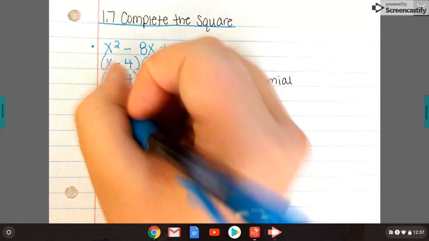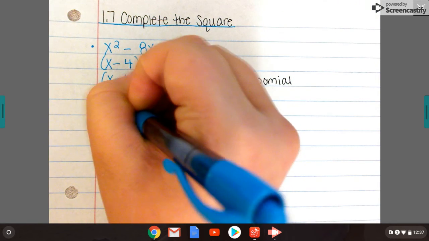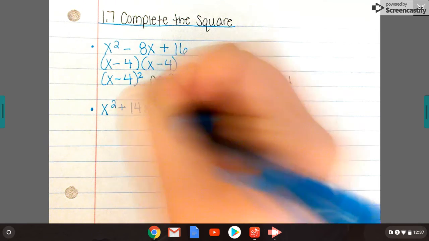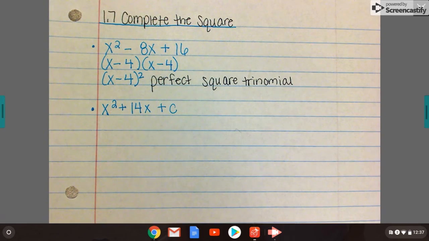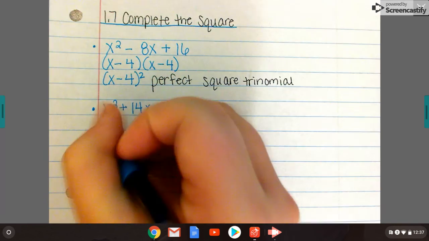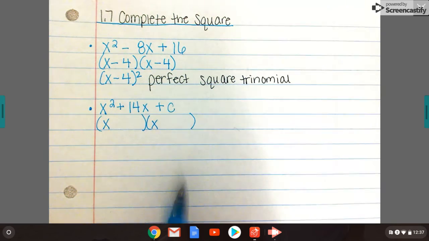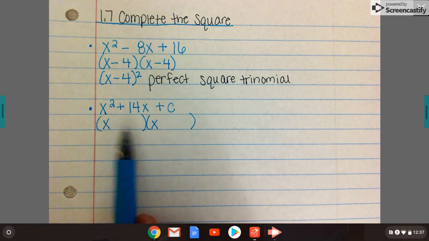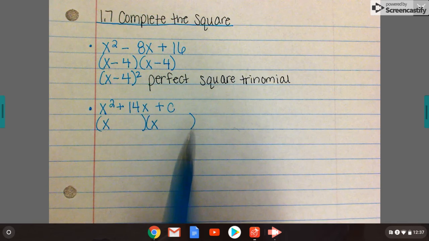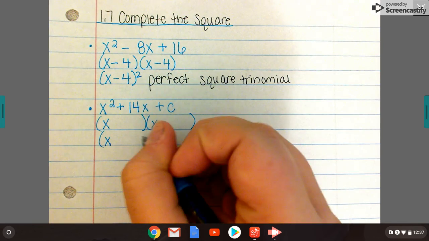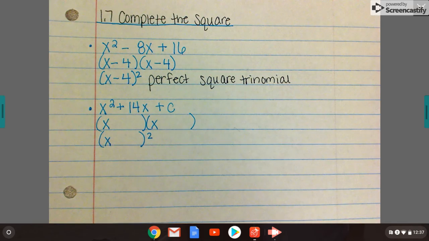So here's our first example. Say I had x squared plus 14x plus c. And normally they're written with a number in the C spot. But what I want to do is find the perfect C so that I could make this be a perfect square trinomial. So I'm looking for a number that multiplies to get C and adds to get 14, and it's the same number. So I can end up having x plus or minus it quantity squared.